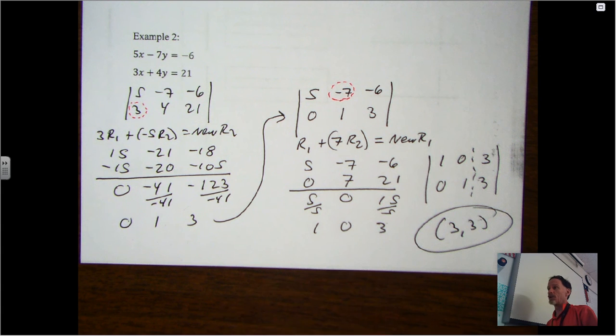Make sure you're good with all of the 2x2 stuff. In class today, we're going to start going through the same exact process for a 3x3. Until next time, stay safe.